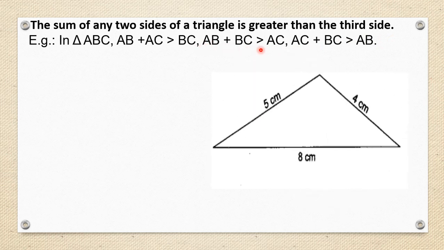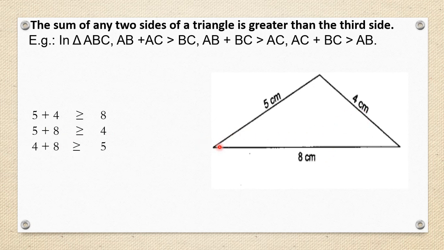So we are given a triangle with the measurements of the three sides. When we take the sum of two sides and check it, it will be greater than the third side. As we are given 5, 4 and 8 centimeters as the three sides, we take two sides: 5 plus 4 is equal to 9, and this 9 is greater than 8. Then we take the sides 5 and 8. So 5 plus 8 is 13, which is greater than the third side, 4 centimeters.